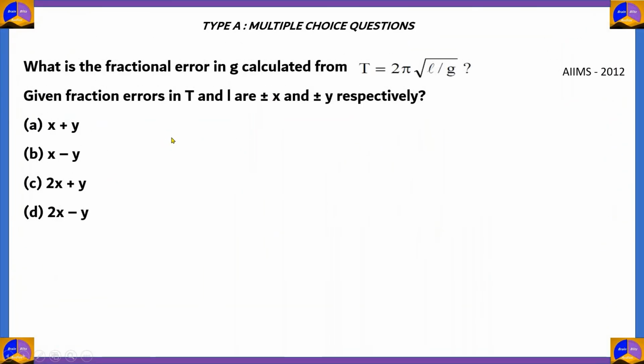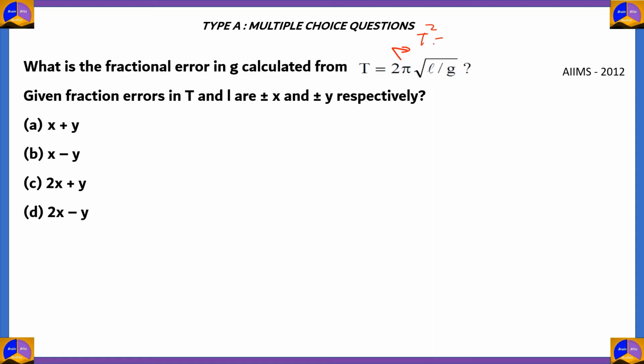Next question. What is the fractional error in g calculated from t is equal to 2 pi root L by g, given the fractional errors in t and L are plus or minus x and plus or minus y respectively? So how do you start solving this question? So the first thing you know is that t is equal to 2 pi root of L by g. Let's convert it into terms of g.